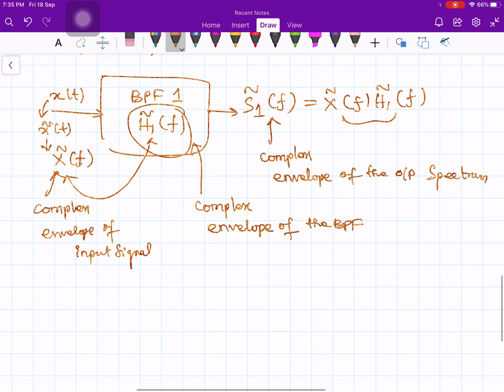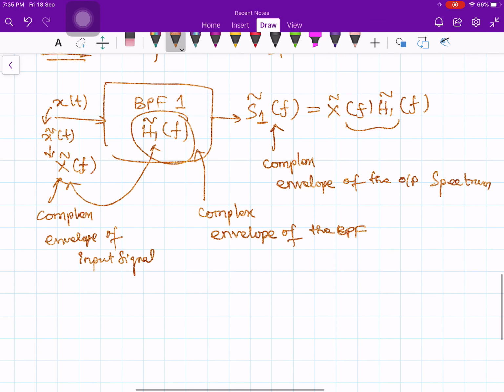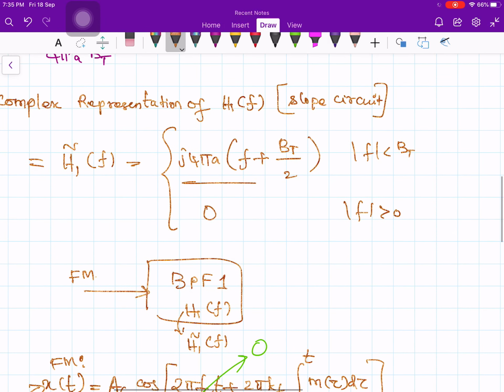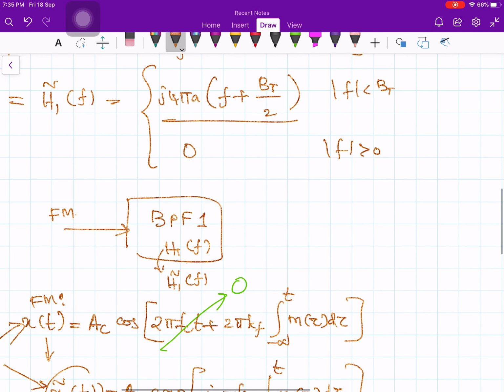Simply you multiply the input signal with the complex envelope of your bandpass filter. Therefore your S1 tilde of f is equal to x tilde of f times h1 tilde of f. Now by the way, what is h1 tilde of f? Just now we got its mathematical expression. Where is it? This one. You substitute here.